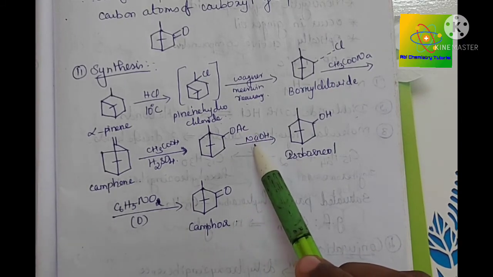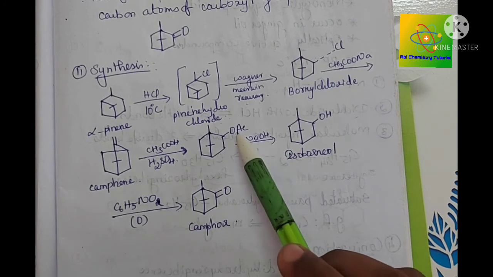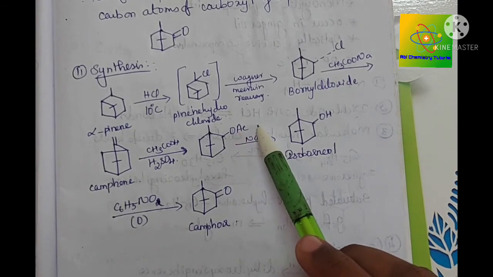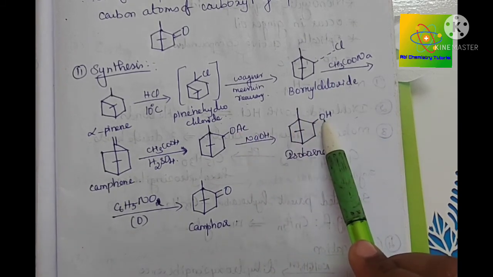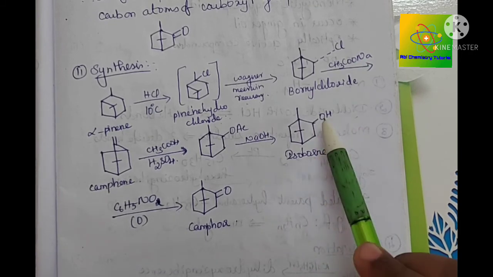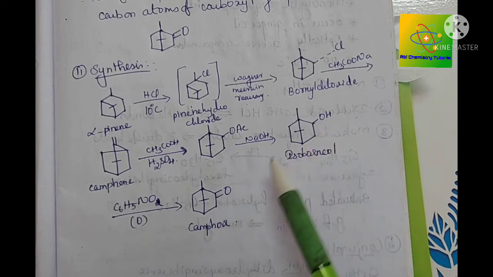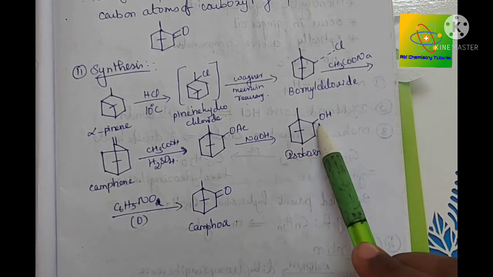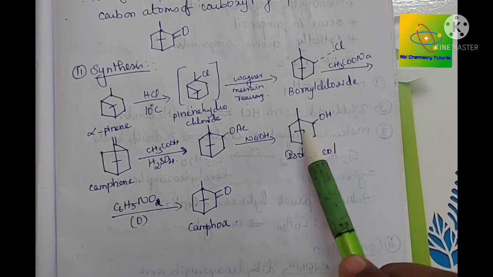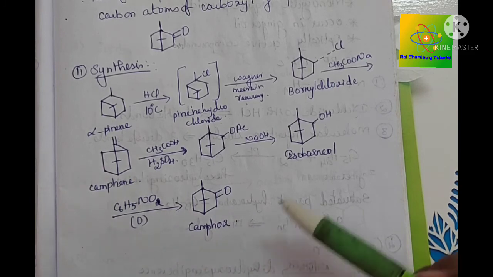And now we are going to add sodium hydroxide. So this acetate group is replaced by OH group, that is isoborneol, and when a secondary alcohol is oxidized, we get a ketone at this position, which is the structure of camphor. So we are going to oxidize this isoborneol to get camphor. So this is the final structure of camphor, which is obtained by synthesis. And this is all about the structural elucidation of camphor.